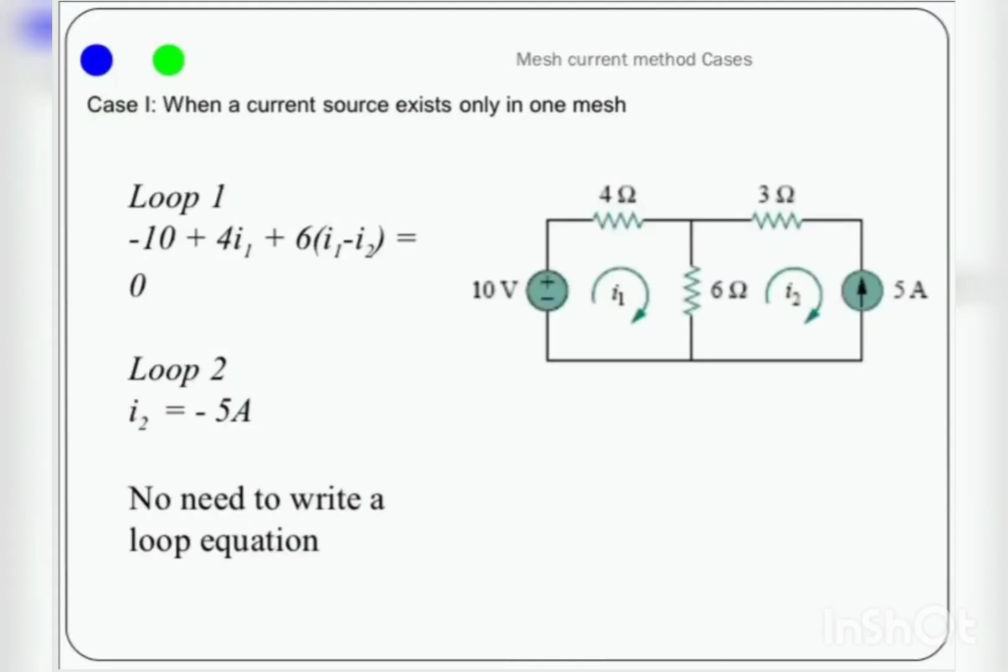Case 1: when a current source exists in only one mesh. For loop 1 of this given circuit, minus 10 plus 4 I1 plus 6 (I1 minus I2) is equal to 0. For loop 2, I2 is equal to minus 5 A. There is no need to write a loop equation for it, because the current source is in only one mesh, so we do not need to write a loop equation.